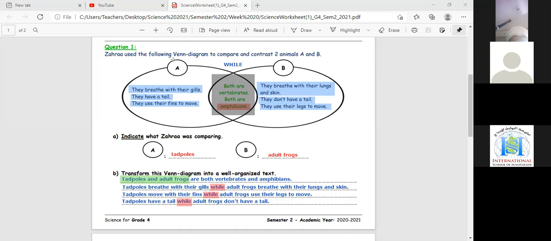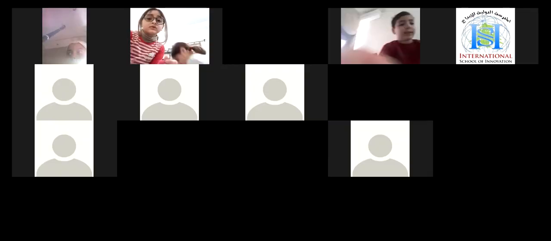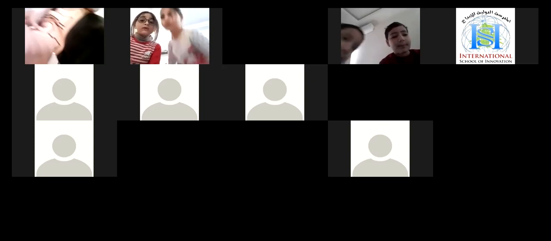Even when you want to fill in a Venn diagram, you should do it this way. You write one sentence right here and then something in parallel. So if you're talking about the way they breathe, in the second side you have to talk about the other animals' ways to breathe. Okay, this way. I will repeat for the last time.